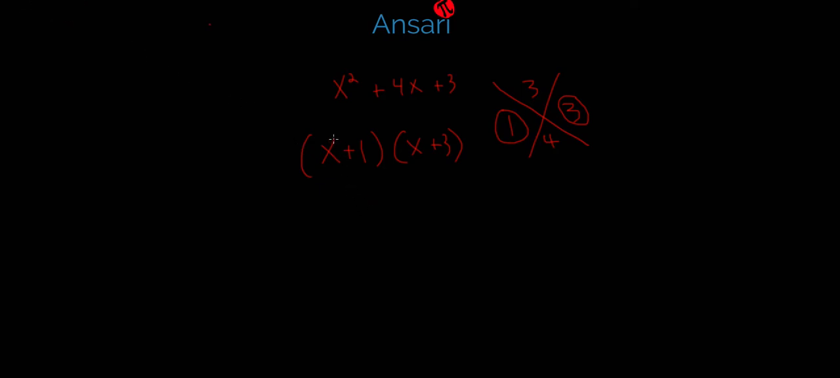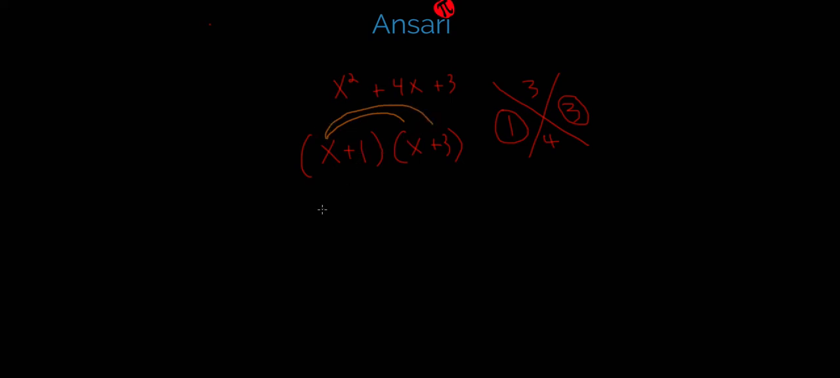Now we want to prove that this is indeed the same as this by multiplying it out. So if we multiply these two quantities out, this times this, we should get the same thing right here. So let's do that and see if we do. We use the FOIL method and we multiply everything out.